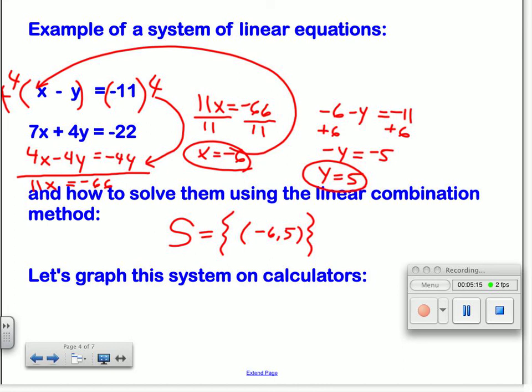What I'd like you to try, and we'll do it in class, is to graph these two equations. On your calculator, you have to solve these both for y, so that you can put y equals on your calculator. Solve these two, graph them, and what we should find is two lines that intersect at the point minus 6, 5. That's the one point that is the common solution for these two equations.